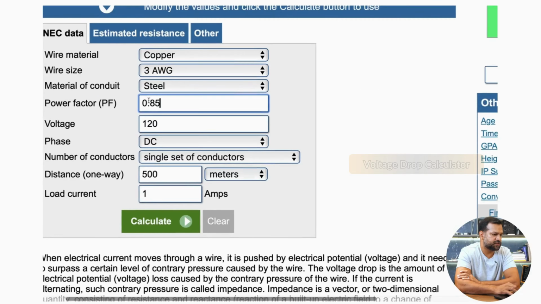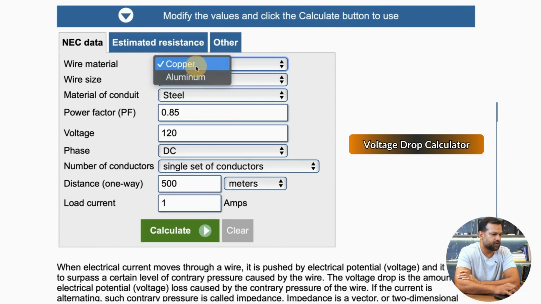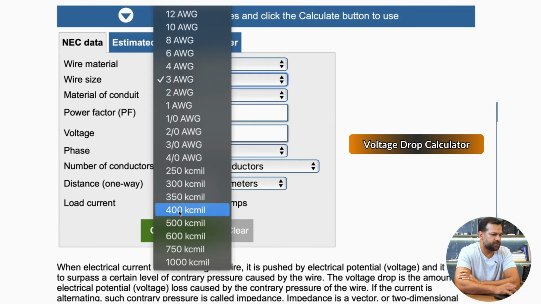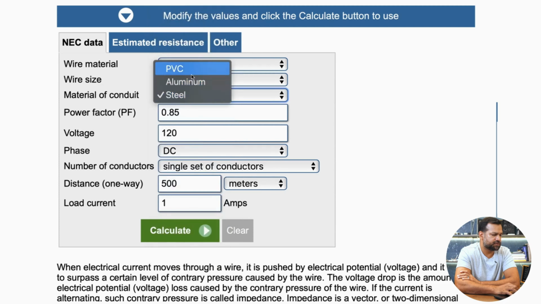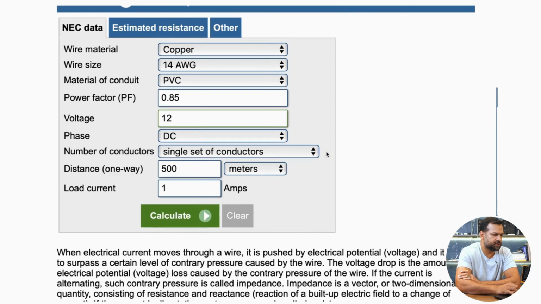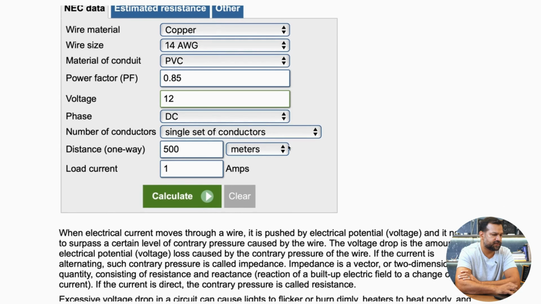So let's go to a voltage drop calculator. This one considers the power factor. The wire is copper. Let's just say we're using 14. Material of conduit, it's PVC. Power factor using 24 volts. It's a single set of conductors. And let's play with the distance quickly. Let's say this is 20 feet away.